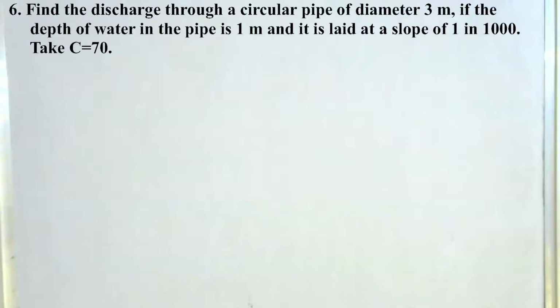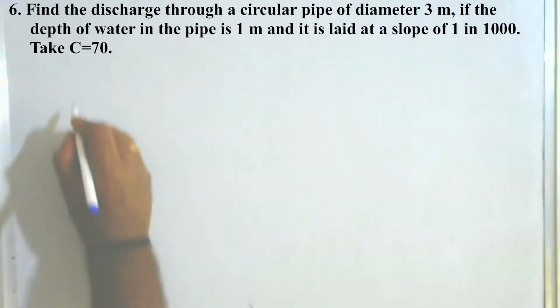Next problem number 6. Find the discharge through a circular pipe of diameter 3 meter if the depth of water in the pipe is 1 meter and it is laid at a slope of 1 in 1000. Take C is equal to 70. So this is the problem based on the circular channel section. First I'll write the sketch of that one. The diameter is given as 3 meter here.